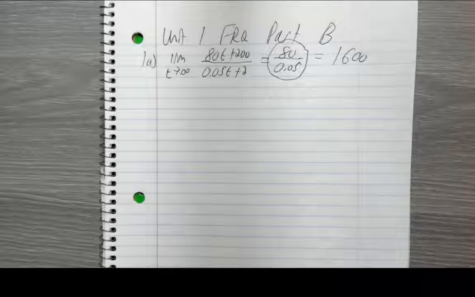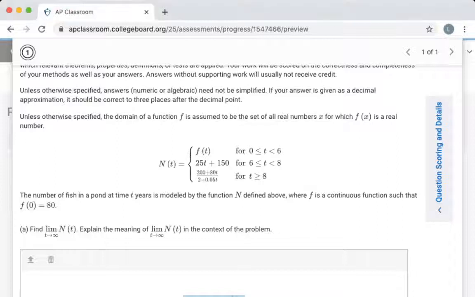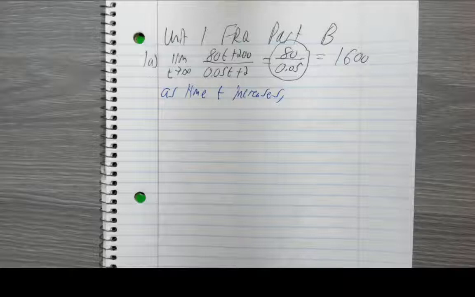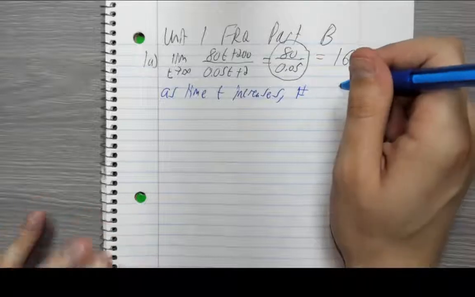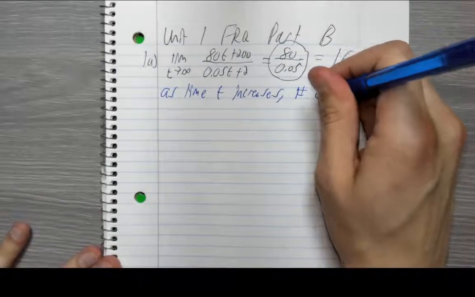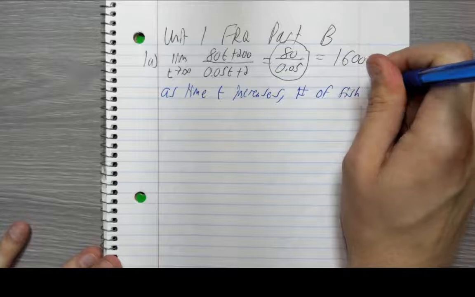So now we got the first part of the question. Next part, it says explain the meaning of that limit. So what does that limit mean? Well, we know the first part is as time t increases. That's what the limit as t approaches infinity means. It means as t is getting bigger and bigger. In other words, as time is getting bigger and bigger. If we're taking the limit of the function, well, the function represents the number of fish in the pond.